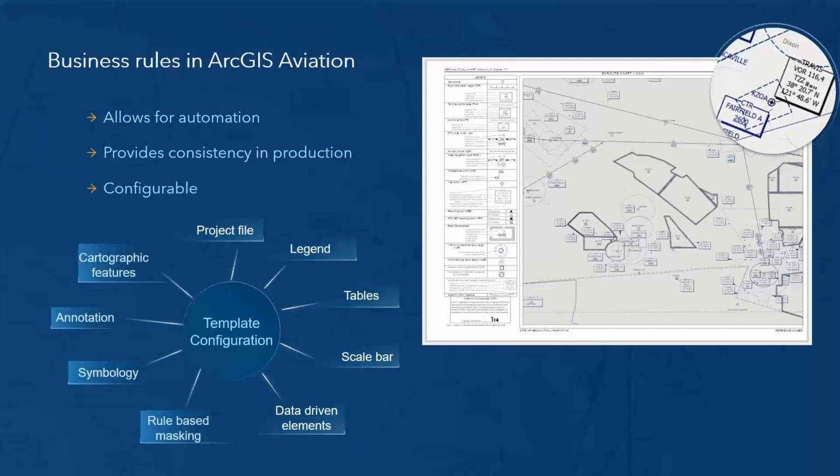And then we also have the business rules. When we talk about business rules, we're largely focusing in on these areas. So cartographic features. This is deciding what features we include in a chart. Then annotation: what text goes into the annotation box and how does that look. Symbology: how do we depict the features on a map based on certain attributes that exist. And then finally, the rule-based masking. So how do we ensure that the chart is actually readable? It's going to be these areas that we're going to really focus in on in today's webinar.